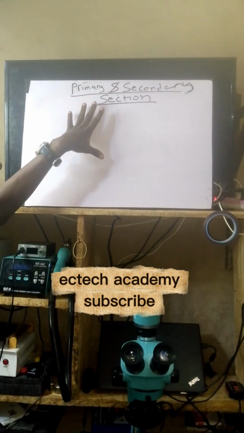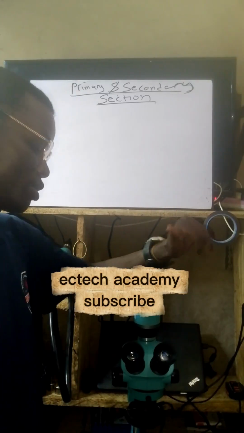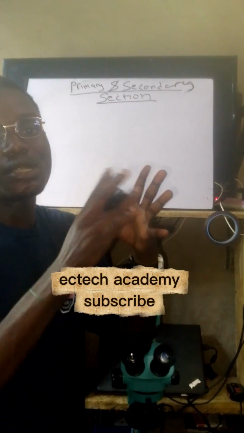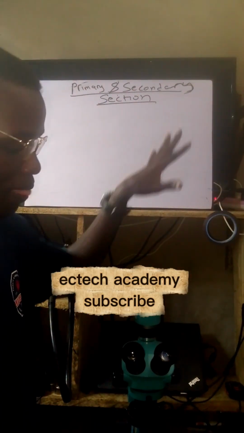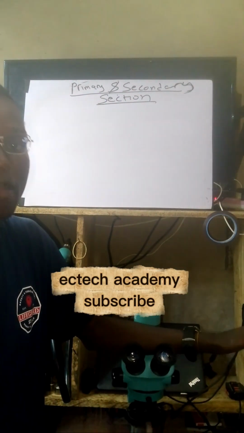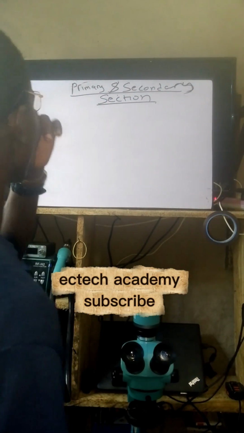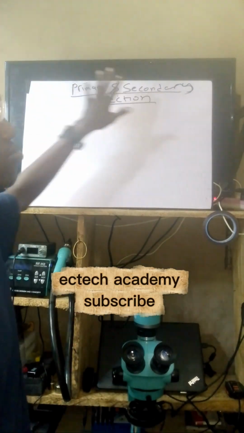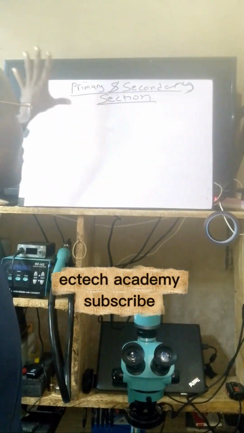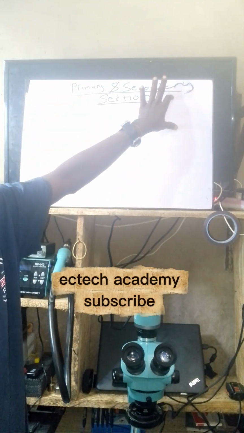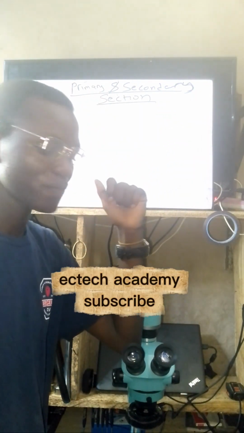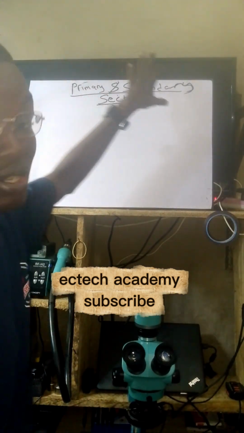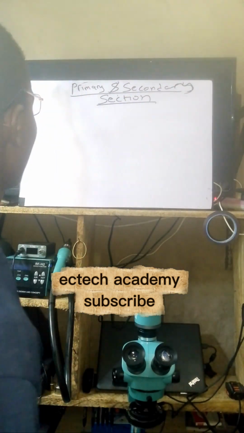When we are talking about primary and secondary section on mobile PCB, the fact that I'm going to tell you is that the whole mobile PCB is divided into these two sections. Anywhere you are working on a mobile phone PCB as a mobile chip level technician, you are working either on the primary section or the secondary section. That's why it's very important for you to know, because all the problems that you will be dealing with are coming either from the primary section or the secondary section. So now we are going to go into it.